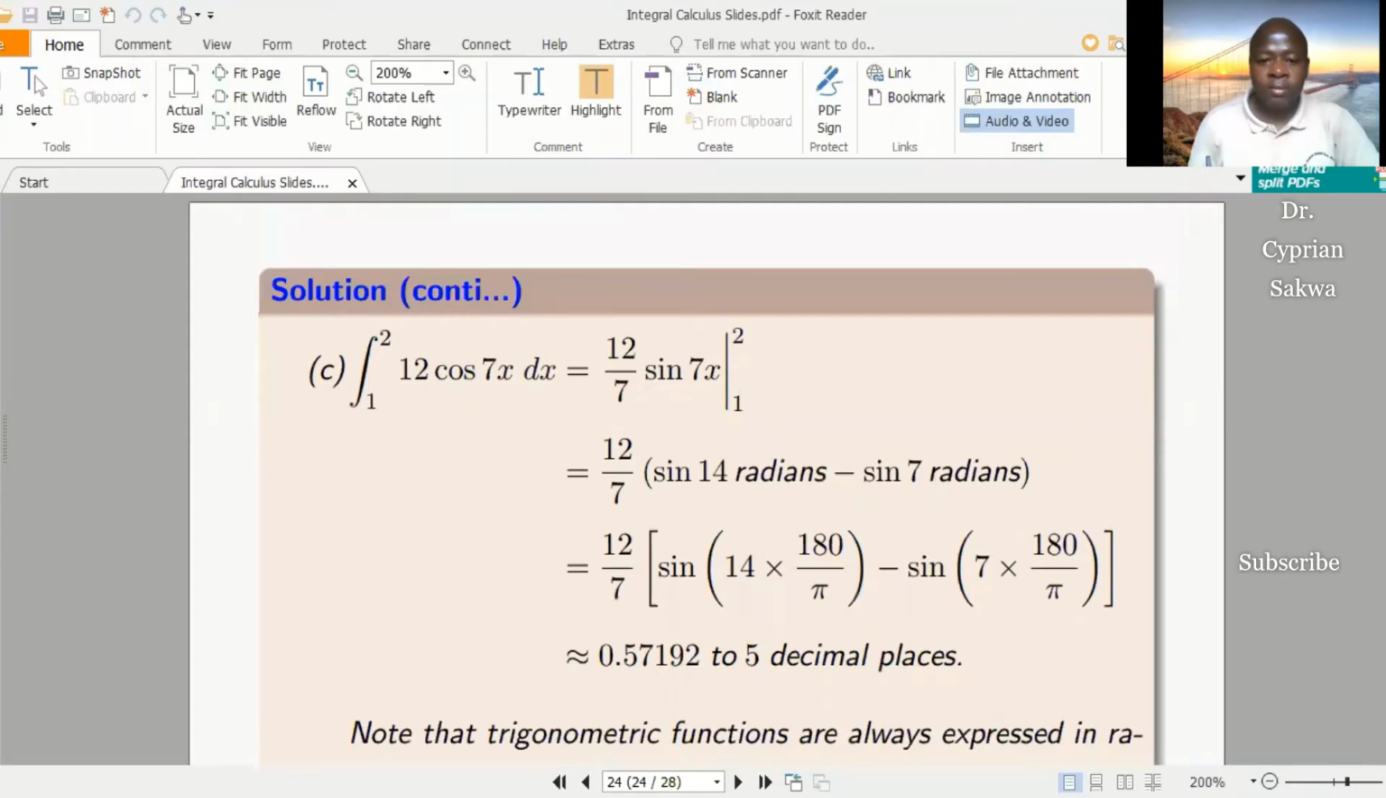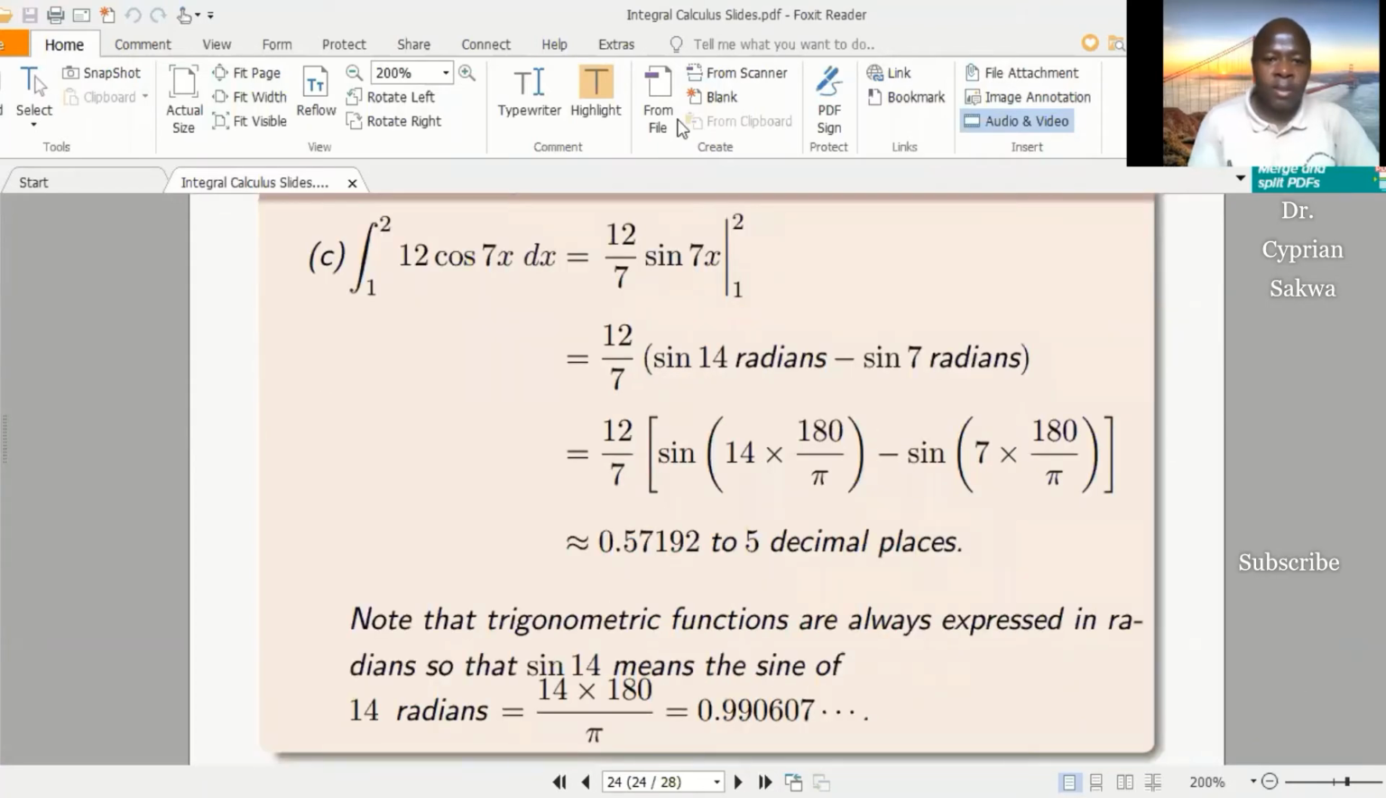In the next example, I'm integrating, and it's very important that these are not angles. This is 1 to 2. These are not angles. You want to see how I did it. To integrate is very easy: we know that if you put 12 out of 7 sine, the integral of course is sine 7x. So you can see if you're doing it mentally, it becomes just one step.